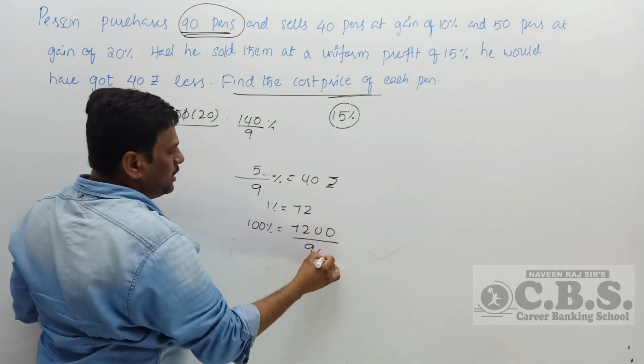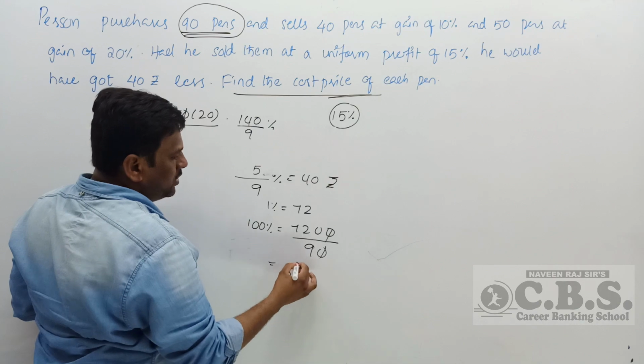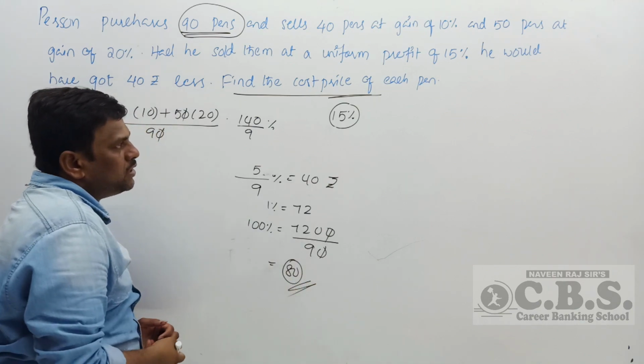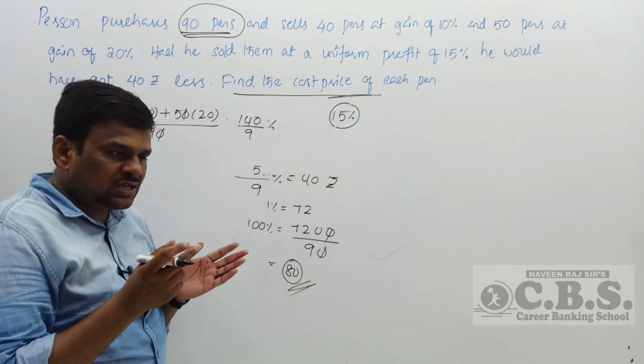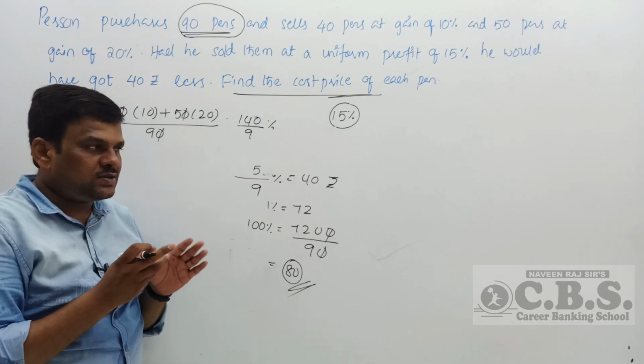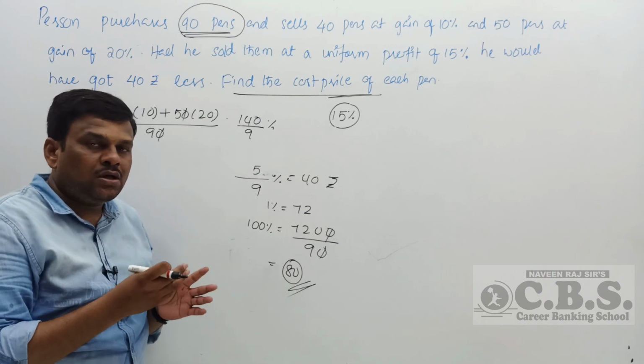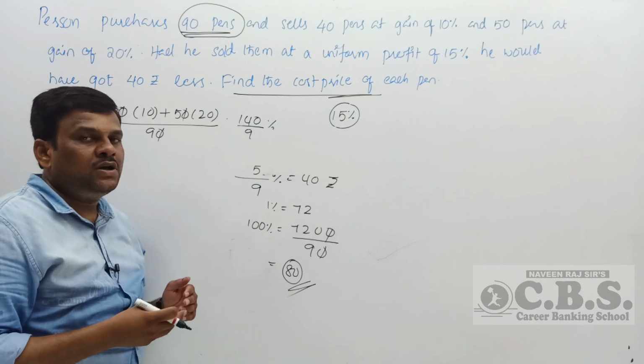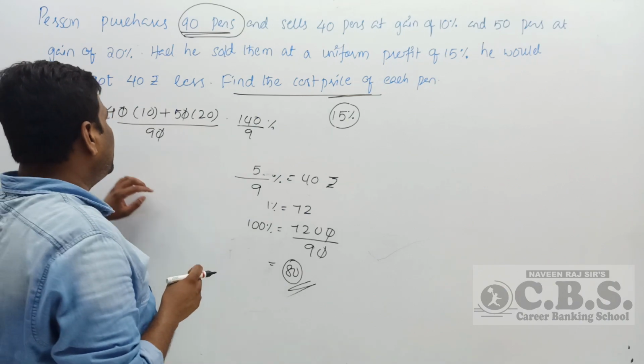There are overall 90 pens. The zeros cancel. What is the cost price of each pen? 80 rupees. Okay, so this is an easy method to answer the same kind of question, but he may ask it in just a different mode of question. So let me go through it once again.